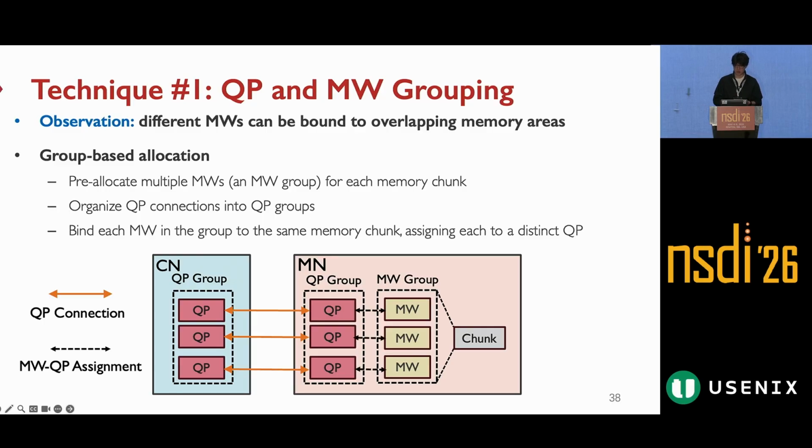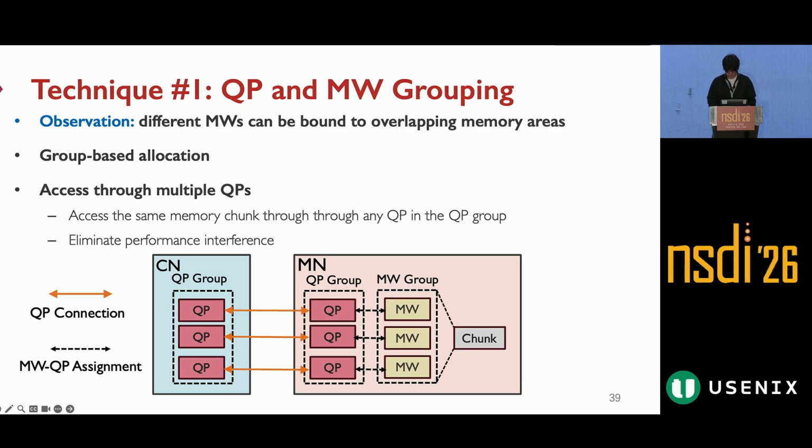During allocation, the work request chain binds each memory window in the group to the same memory chunk and aligns each memory window to a different QP in the compute node's specified QP group. Now the compute node can access the same memory chunk through any QP in the QP group. Each QP in the QP group provides a distinct access path for the compute node. This can eliminate the performance interference.